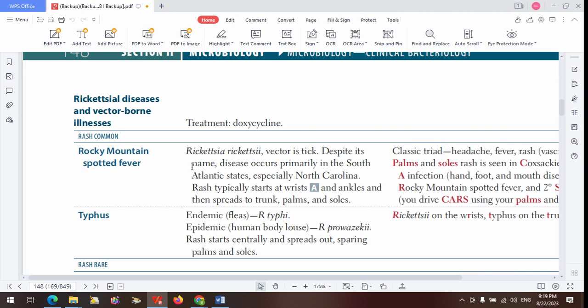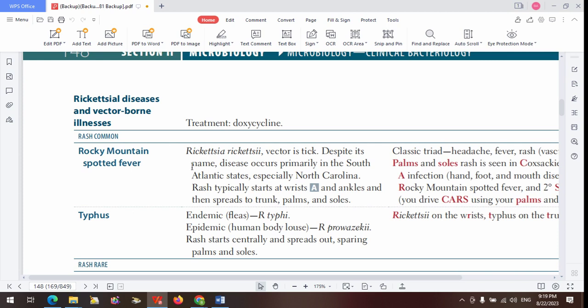And the vector for that one is the commonest vector that we usually talk about, which is what? The tick. Just imagine the number of times that we have talked about tick today. Tick, tick, tick, tick, tick. Exotic tick, Lone Star tick. So tick is the vector for Rocky Mountain spotted fever, Rickettsia rickettsii. What is the triad? We are looking for fever, headache, and after some time, they will develop the rash. Fever, headache, rash. That is all.